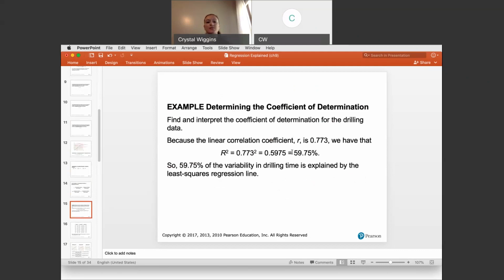So what this number says is that 59.75% of the variability in the drilling time is explained by the least squares regression line. So it's telling you how good of a predictor the prediction line is. So approximately 60% is explained by the prediction line, and 40% of the variation is not explained with the prediction line.